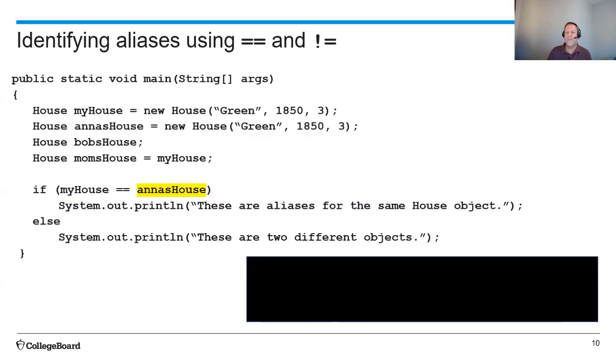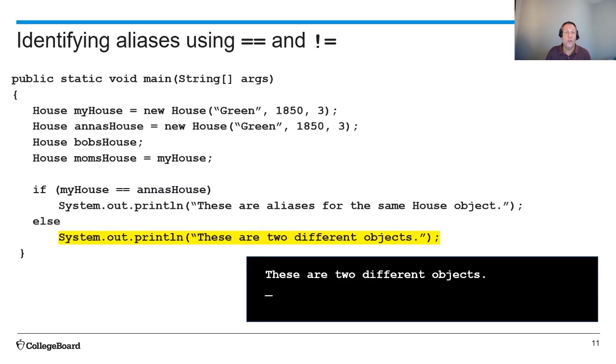But what about if I say if momsHouse is equal to annasHouse? They might say that, well, they look the same, they contain the same color, same square feet, same number of bedrooms, but they're not aliases. These are two different objects. So this will not evaluate to true. This will evaluate to false, and it will print out these are two different objects.